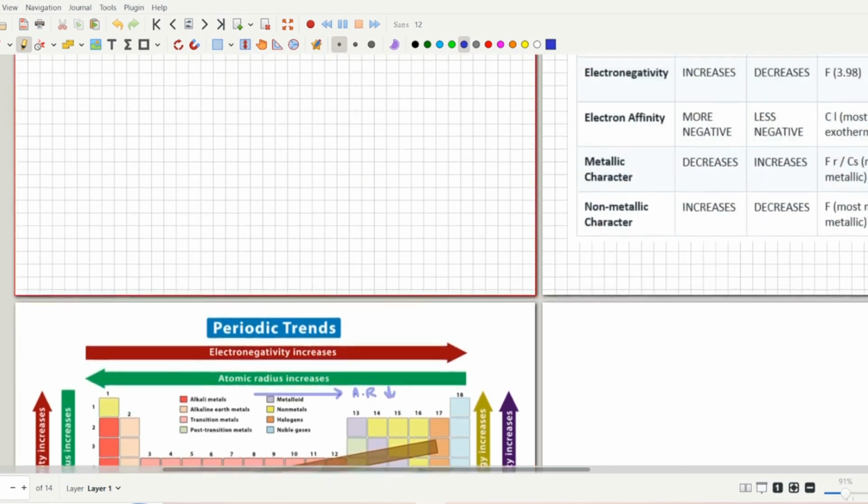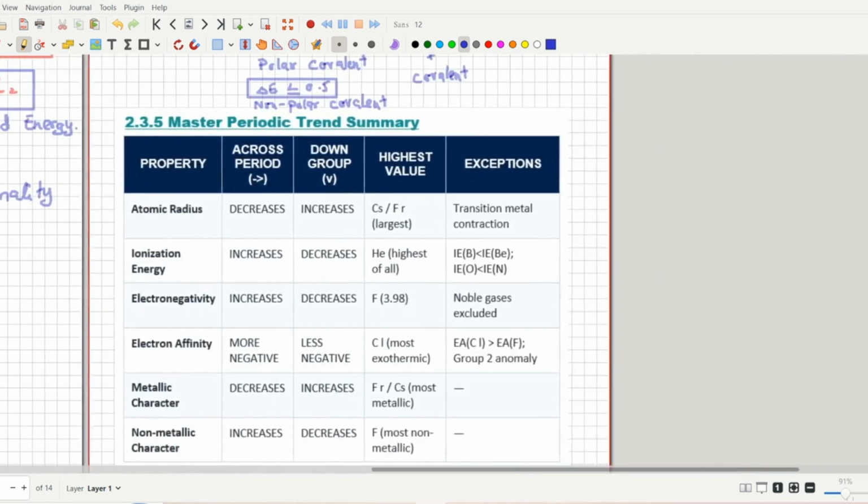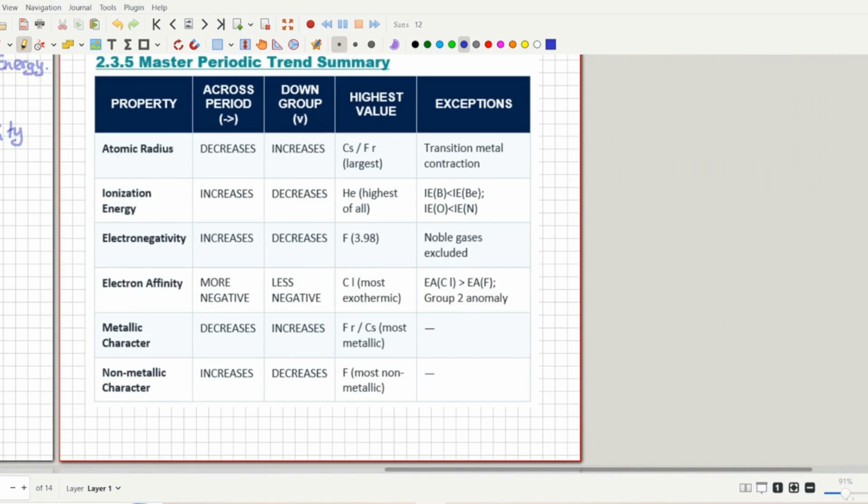So this table is the one that you have to know. Like atomic radius across the period, if you move from left to right, it decreases, and if you move from right to left, it increases. If you move down the group from top to bottom, it increases, and if you go from bottom to top, then it decreases. But let's say about ionization energy, electronegativity and electron affinity.